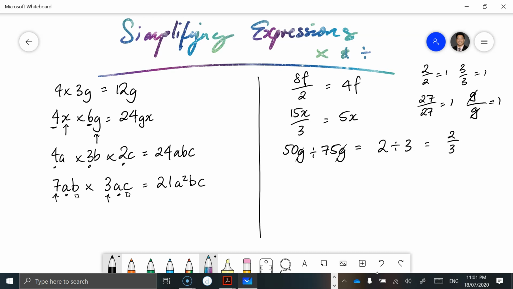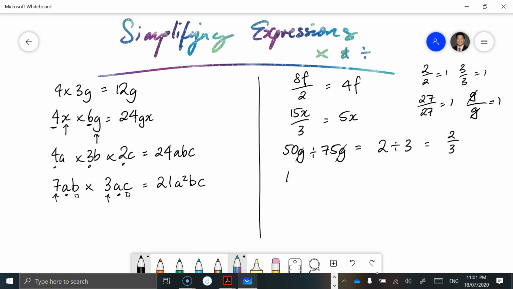Alrighty. Let's look at another question, just a little bit more complicated. Maybe we'll finish off with 2 more. Let's look at 10mxy divided by 35mx. Now, when you have something like this, it's really important that you know your timetables well. Common factors is very good as well.